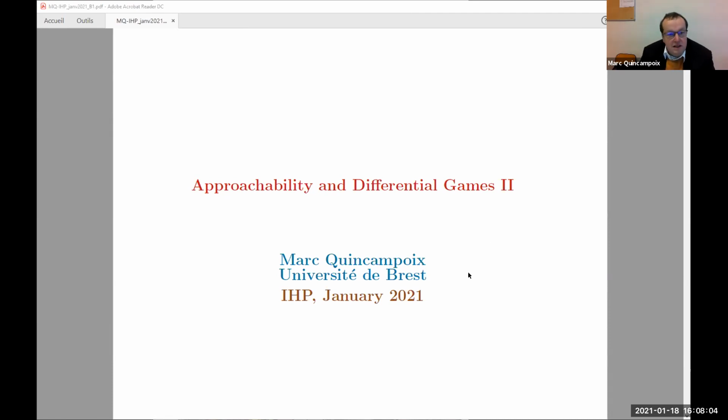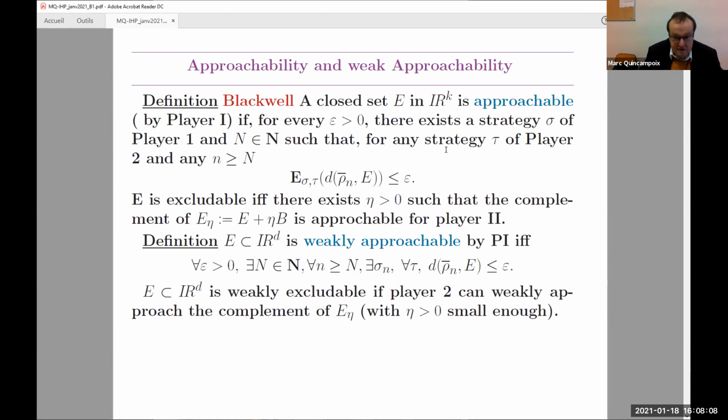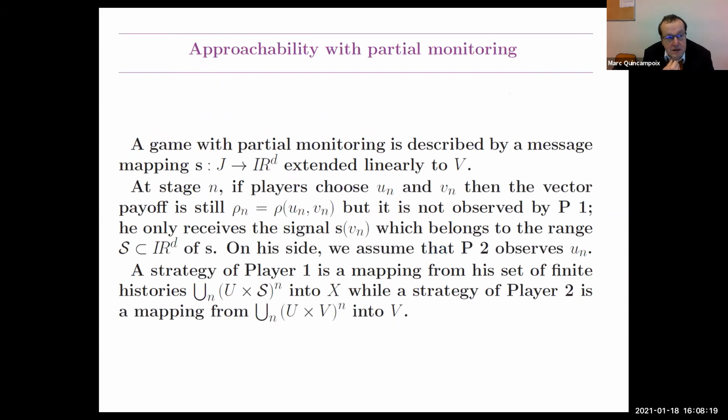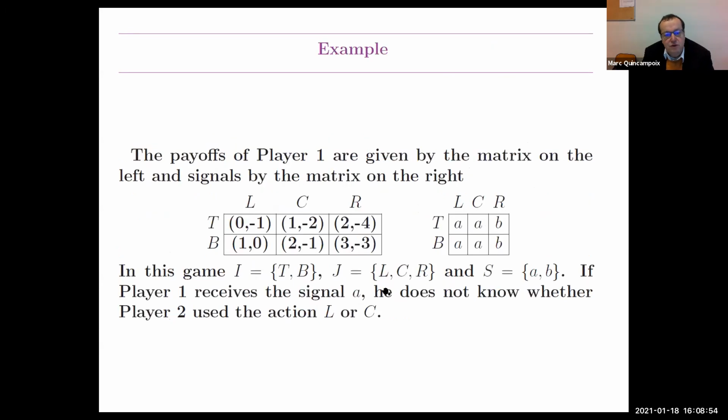Okay, so I have recalled the definition of weak and strong approachability. This was done during the first part of the lecture. Now, the structure of signals. Again, I repeat that the first player does not observe the action of the second player. He observes only a signal, a map from G to R^D, which can be extended to V, the simplex associated to G. This is exactly the same definition as in my previous slide. I prefer to comment on it with an example.